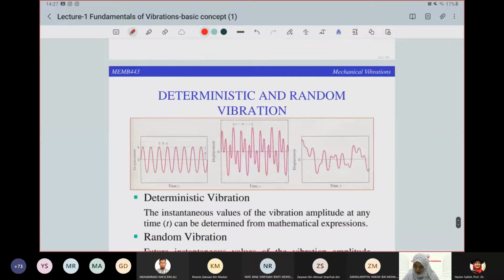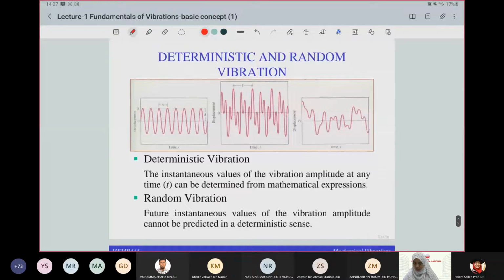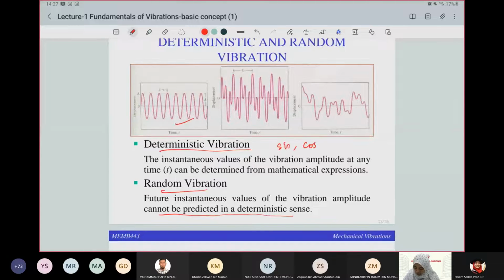So that is one of the differences basically. Deterministic, if you have a vibration that you can determine the output, for example. Normally a harmonic motion is an example of deterministic because you can see the pattern and you know what's coming in and what's coming out. You can predict, okay? So normally for harmonically excited, you use sine function or cosine function, for example. You can model it. But random, you cannot determine, cannot predict. So normally for random vibration, people use statistics or stochastic methods to predict the output.